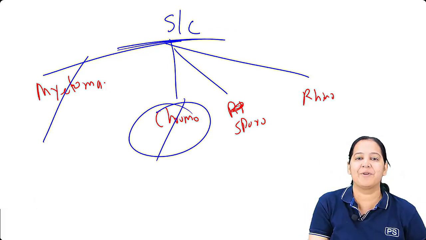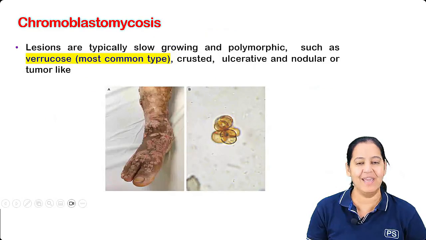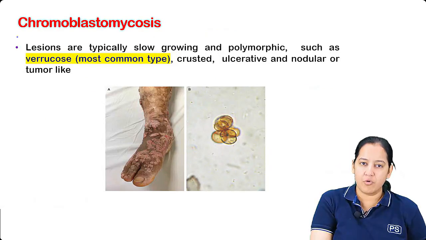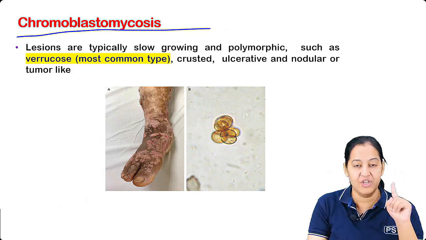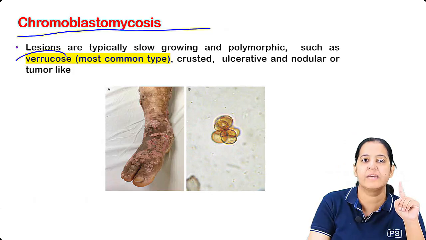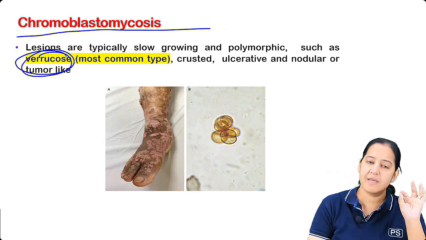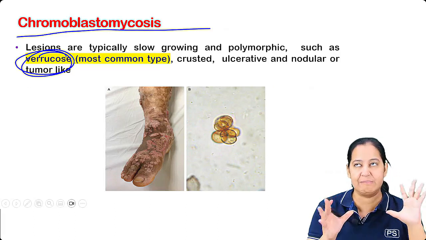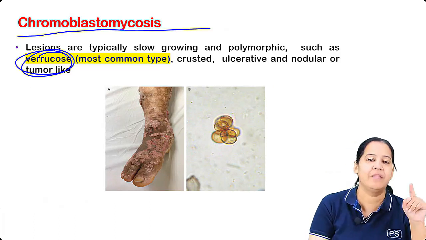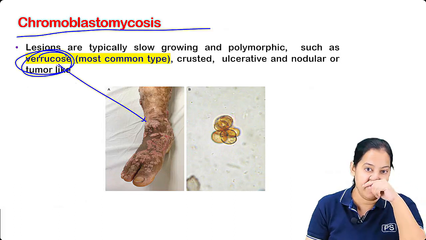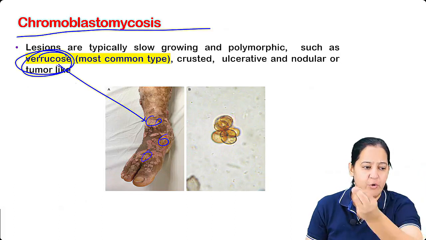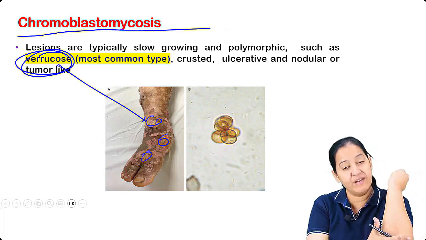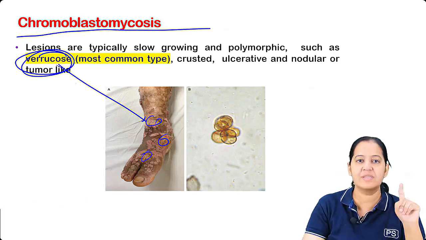Chromoblastomycosis is a subcutaneous lesion. The lesion is verrucous in appearance. Highlight the word verrucous. In mycetoma, what was the lesion like? Imagine the foot diagram: it had multiple sinuses with pus. Here there is no sinus and no pus, but you can see the verrucous lesion. So verrucous lesion means chromo.